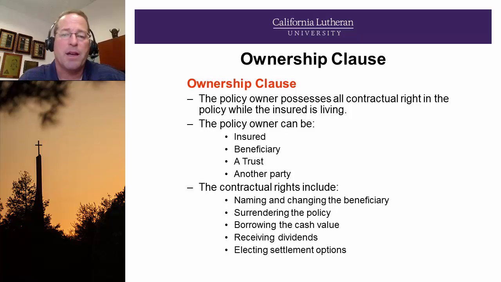The ownership clause. The policy owner possesses all contractual rights in the policy while the insured is living. The policy owner can be the insured, a beneficiary, a trust, or another party. And some of the contractual rights include naming and changing the beneficiaries, surrendering the policy, borrowing the cash value, receiving dividends, and electing settlement options.